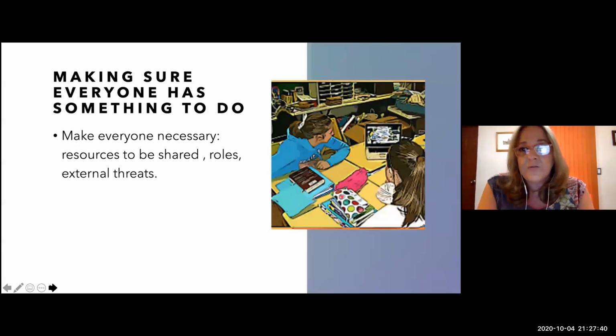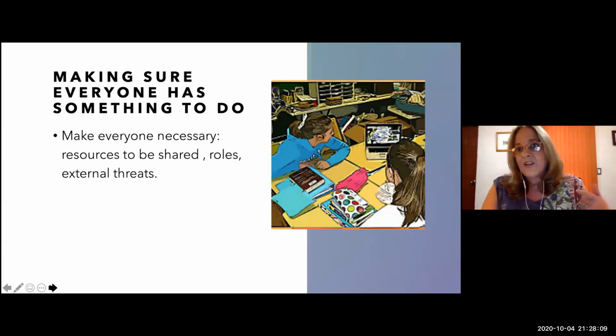Also introducing roles. For example, if students are preparing a presentation, one of them can be the designer, preparing the visuals for the presentation. Another one can be in charge of checking the language that is going to be used. Someone else can be in charge of looking for sources of information.